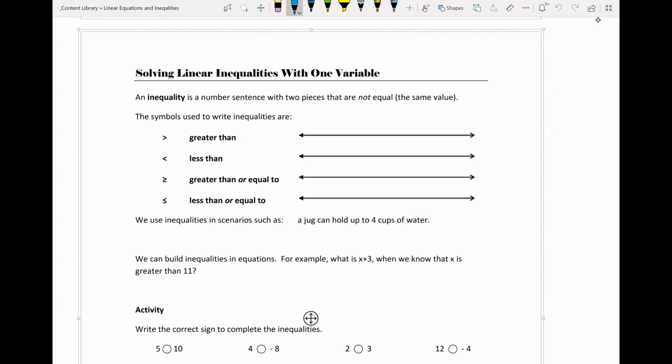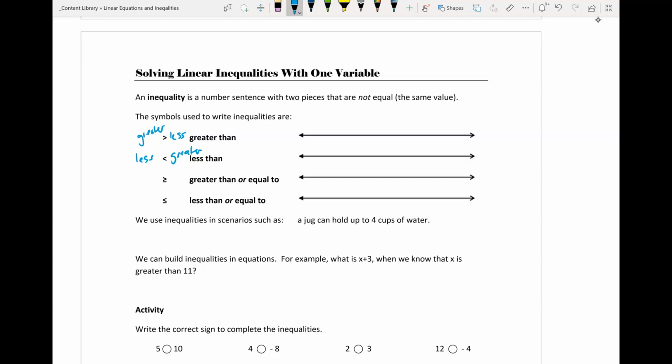Usually your greater number is going to be on this side, and your smaller number is going to be on that side. And it'll switch for the less than one. So the lesser number is going to be here instead, and your greater number is going to be here. The other ones just mean that it could also be equal to that number.